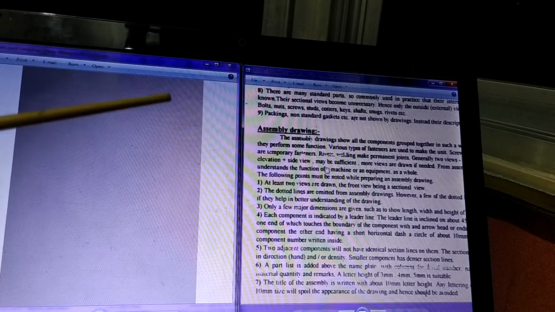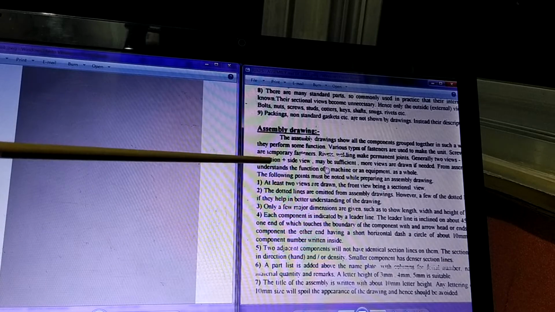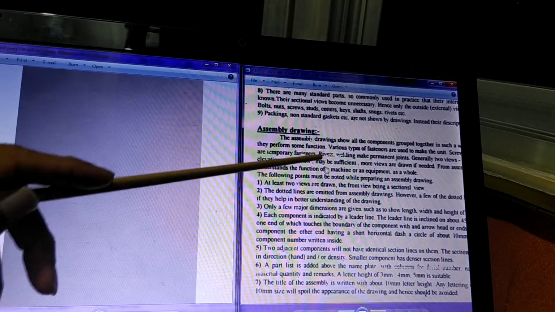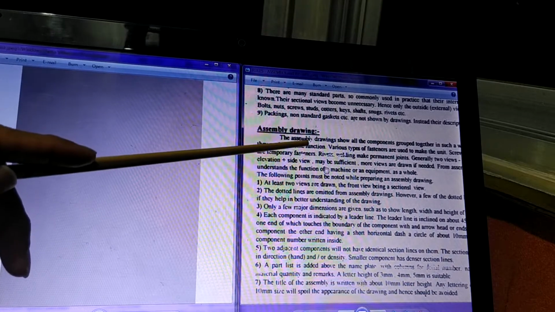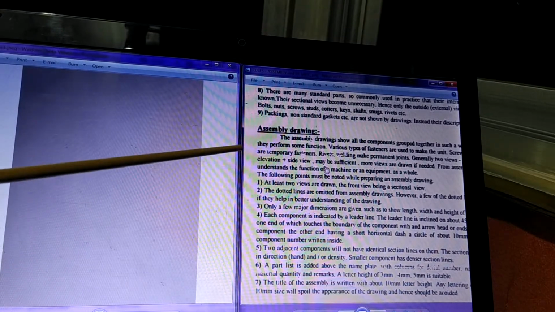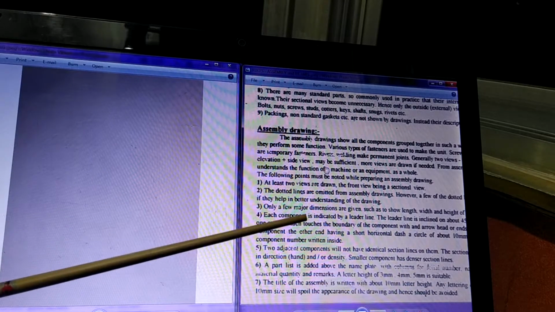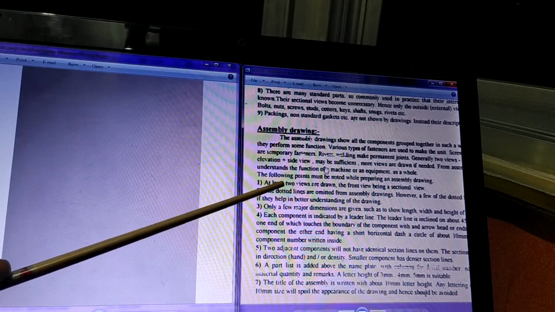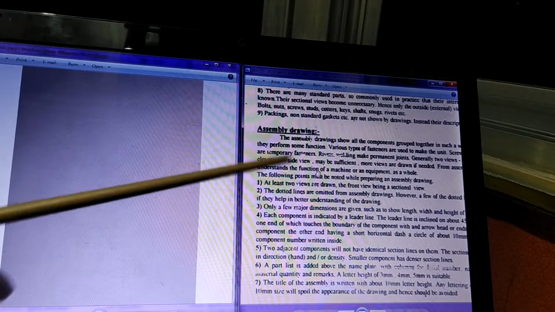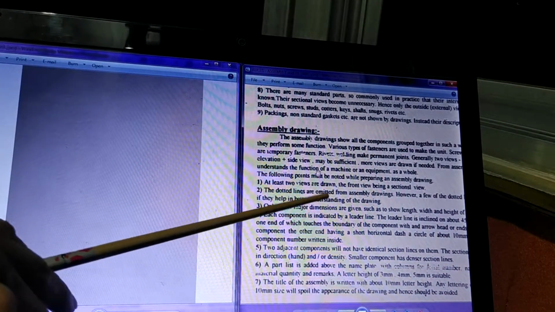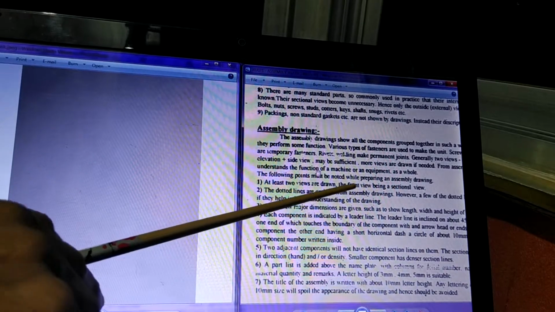Now, as we have seen, different components are grouped together and they form the assembly drawing, and that assembly drawing is expected to perform a certain function. When you prepare this assembly drawing, you have to draw a number of views. Preferably 2 views of the assembly drawing are to be drawn, and sometimes the front view is drawn in section. But again, this is not a rule.